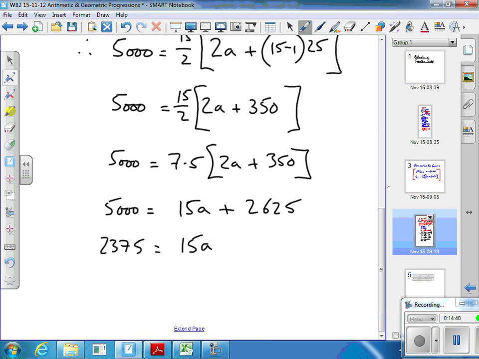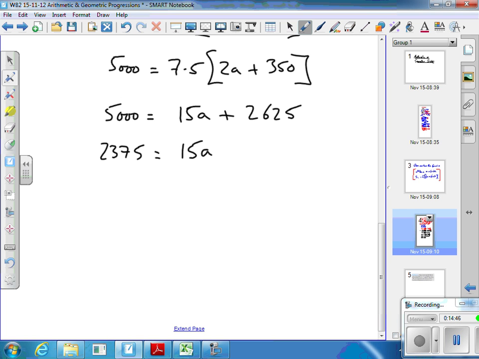Oh, is that what you said? I thought you said divide, sorry. And then you said divide that by 15. Yeah, you're right then, Ben. I didn't hear you say the subtraction bit. So therefore then a equals 2375 divided by 15, which is?